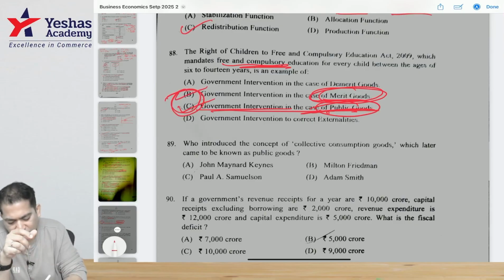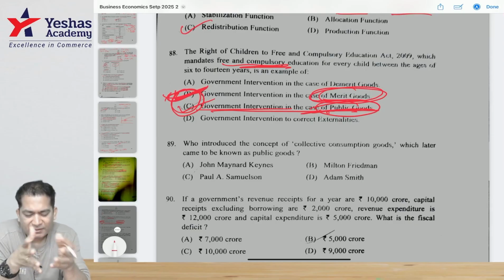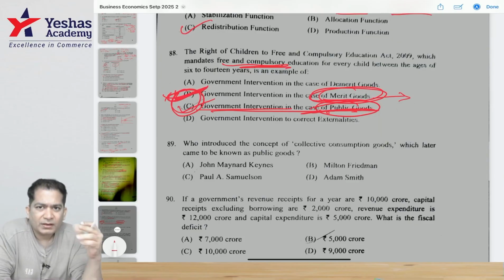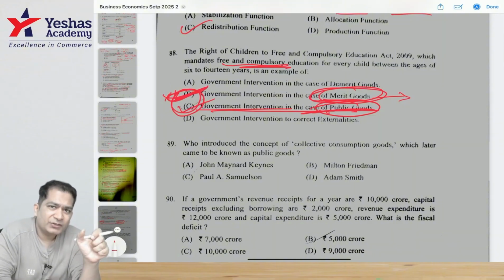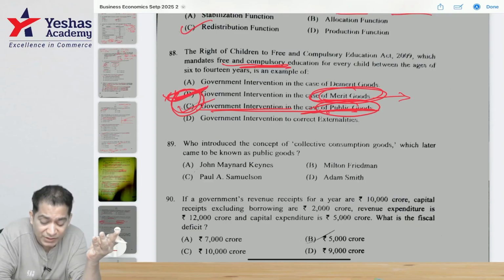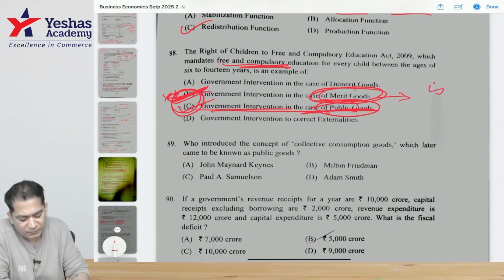So I would go with merit goods. Intervention in case of merit goods would be a better option, because every public good cannot be provided, neither can every merit good be provided. And in your ICA book also, if you see the handout that I've shared, you'll find that government intervention in case of merit goods is explicitly mentioned there: wearing seat belt, wearing helmet, right to education, insurance policy, vaccination, compulsory vaccination. So if I go by that, then I will go with option B, which is merit good.